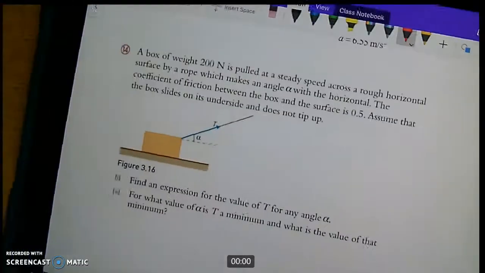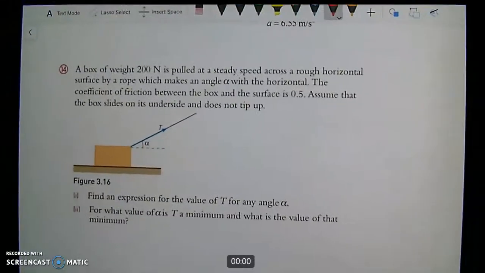Now, if I switch cameras to the iPad, just a sec, today we're going to be looking at one or two friction problems.